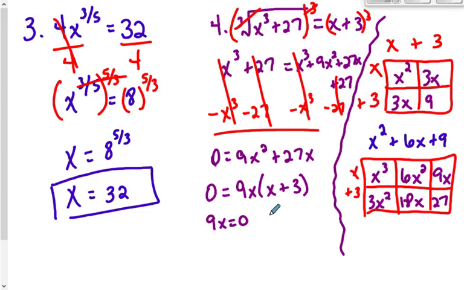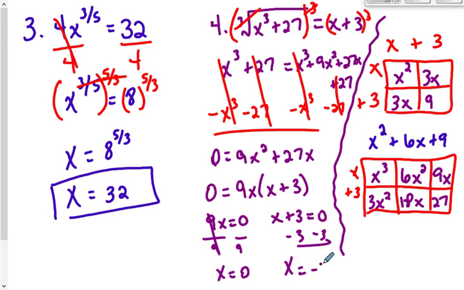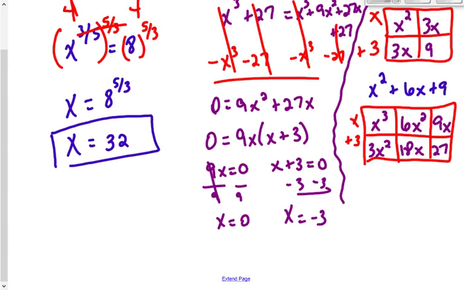9x equals 0, and x plus 3 equals 0. Set both factors equal to 0. Right here, divide by 9, and x equals 0. Over here, subtract 3 from both sides, and x equals negative 3. The bad news is you have to check them. It'll be quick though.